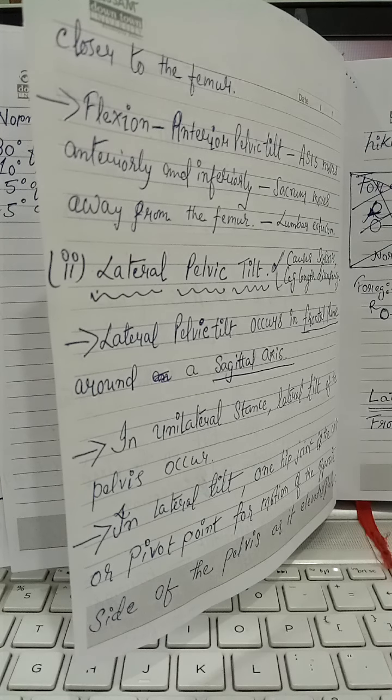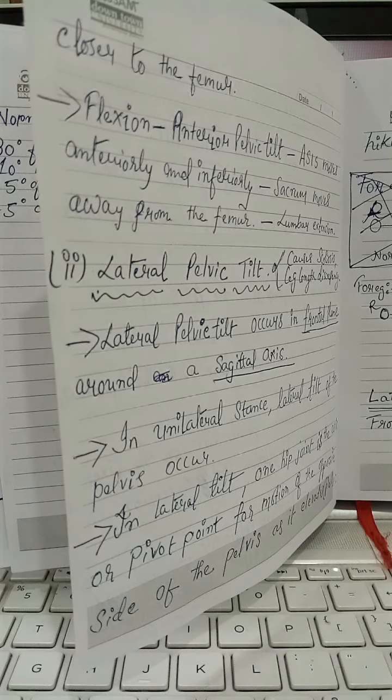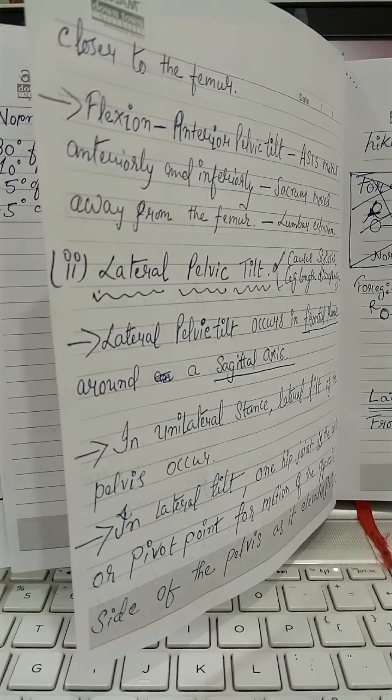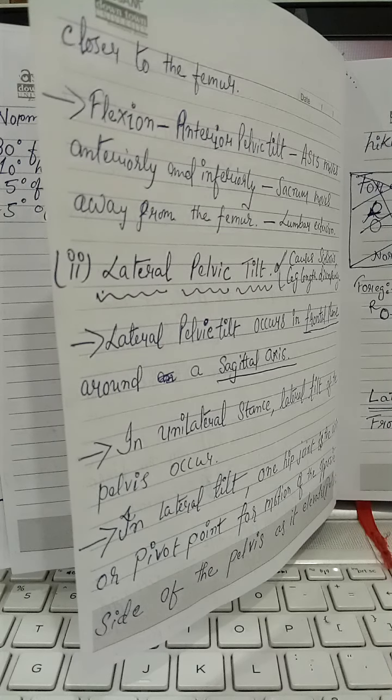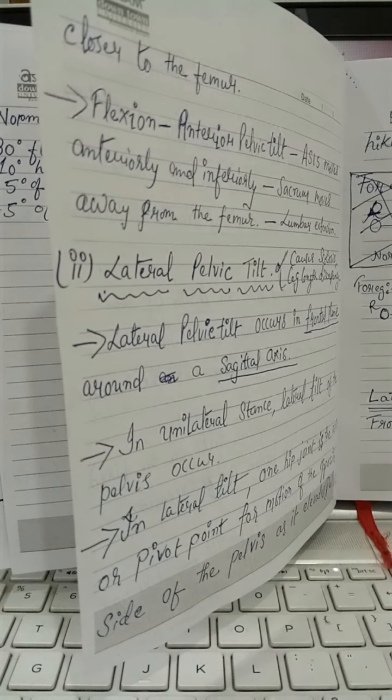So in lateral pelvic tilt, two things occur: one is pelvic hiking and another one is pelvic drop. When you try to lift your left hip towards your floating ribs, then on the left side pelvic hike will occur. And when pelvic hike occurs, on the left side your hip joint will go into abduction. Now next we will see what is pelvic drop.